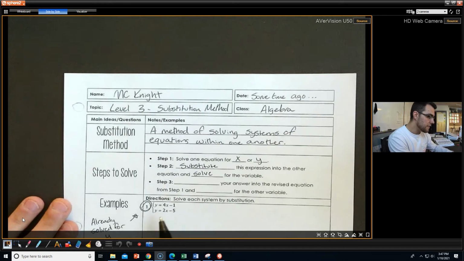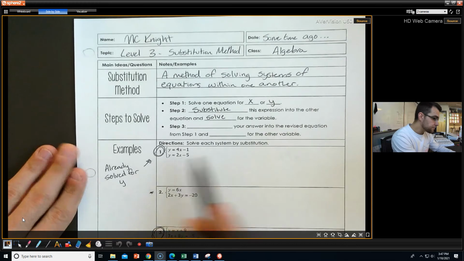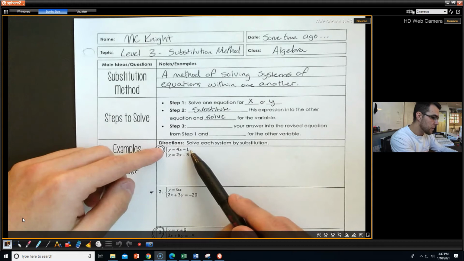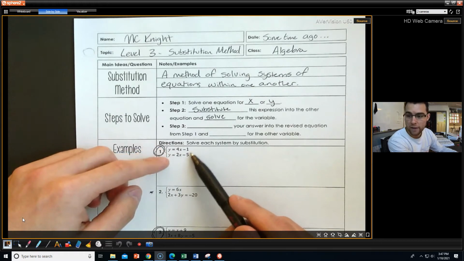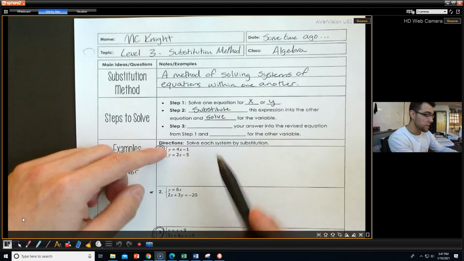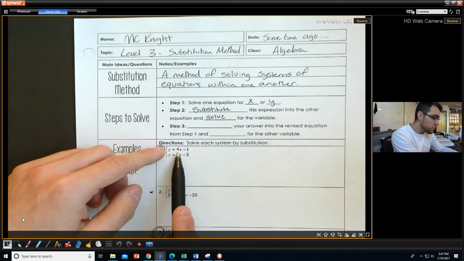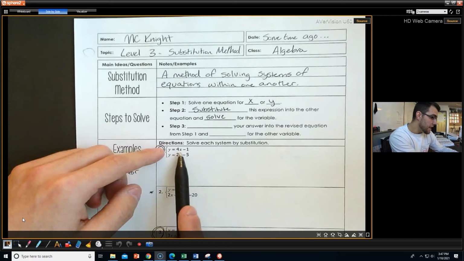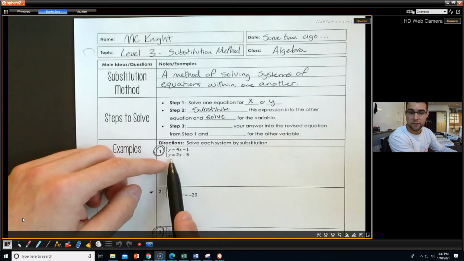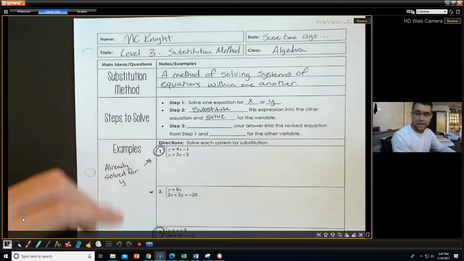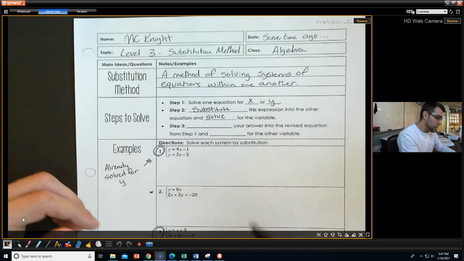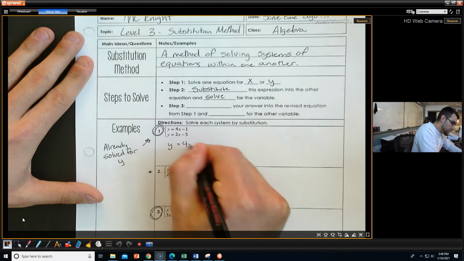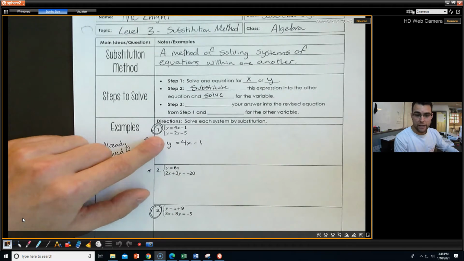Once you have that, the whole idea is we're going to substitute this expression. This expression is referring to whatever equation you solved for x or y with. These are both solved for y. So I know y equals 4x minus 1 here. I could just replace the y with 4x minus 1 in the other equation, right? So I'm going to start working through that while I work through these steps. I know y equals 4x minus 1.